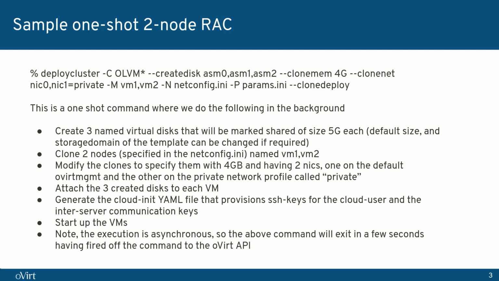And then we generate the cloud init YAML file, and we provision keys. We pass the netconfig file and the parameters for the database. And all in all, we tell it to deploy those 2 VMs that we've created. In theory, if we didn't run the clone deploy, the VMs would just stay in the shutdown state, which is useful if you want to spin them up at a later stage and just have them sitting there ready to be spun up. So note that this execution is asynchronous, so it's effectively a fire and forget.